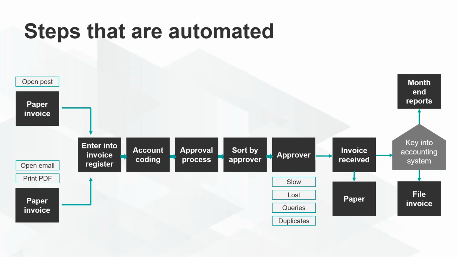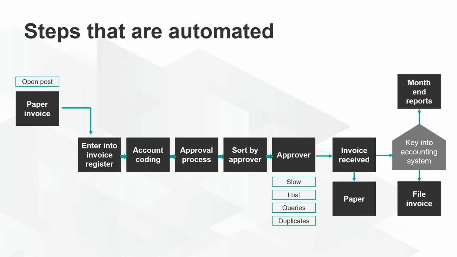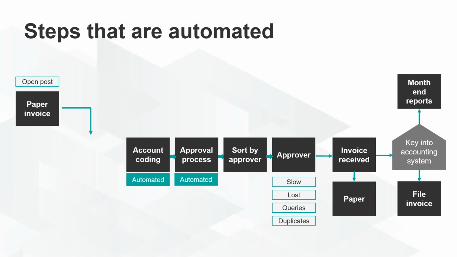So the steps that we can eliminate from your process are: you'll no longer need to print out invoices that are sent to you via email. Keying into an invoice register becomes redundant. With 60 to 80% of invoices now having default account coding and approval process, the decision-making required is minimalized, leaving you to handle only the exceptions to the rule.